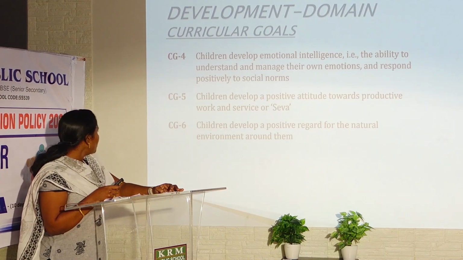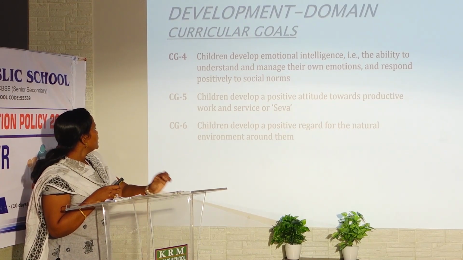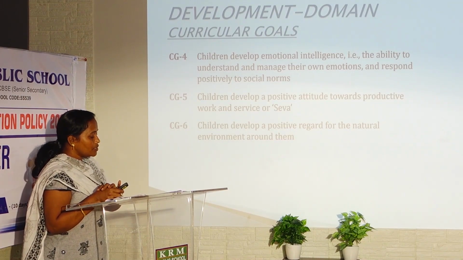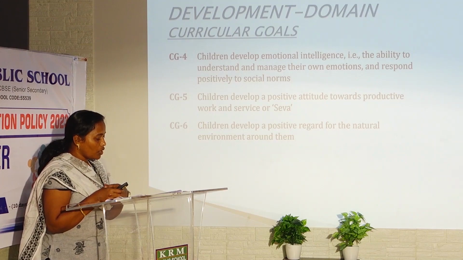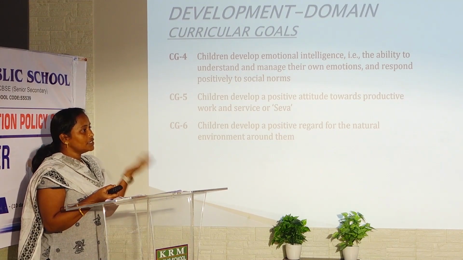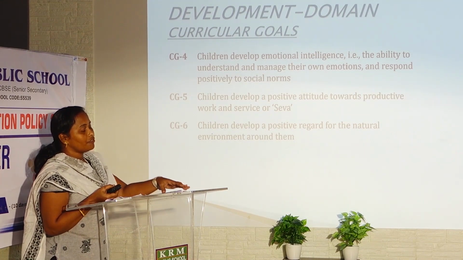And then for curricular goal 6, it's all about children developing a positive regard for the natural environment around them. So basic ethical reasoning is important to include in the school curriculum: doing what is right, what is wrong, and a logical framework, will it hurt others, will it hurt somebody. Is it a good thing we are doing or not, we have to find out that.